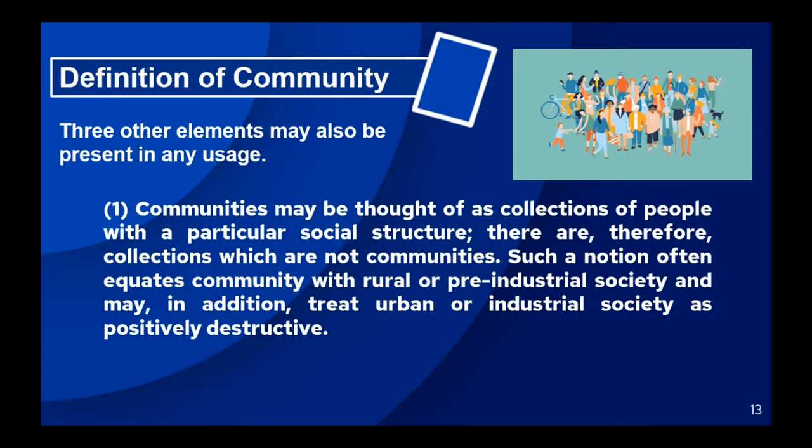There are three other elements that may also be present in defining the word community. 1. Communities may be thought of as collections of people with a particular social structure. There are, therefore, collections which are not communities. Such a notion often equates community with rural or pre-industrial society and may, in addition, treat urban or industrial society as positively destructive.